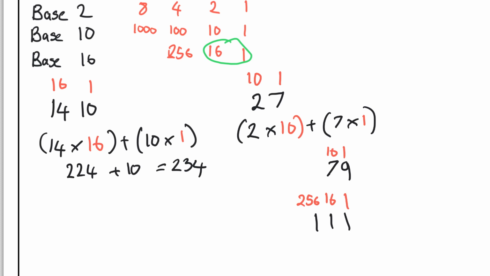Do I mean something different? I could mean 11 lots of 1s, and then 1 lot of 16. Could mean something completely different again. Could mean 11 lots of 16s and 1 lot of 1. Which one do I mean? I honestly don't know. And so there's a confusion.